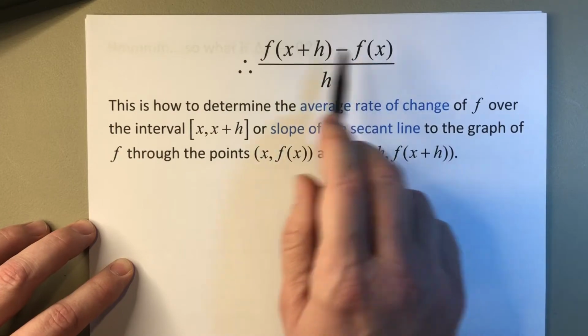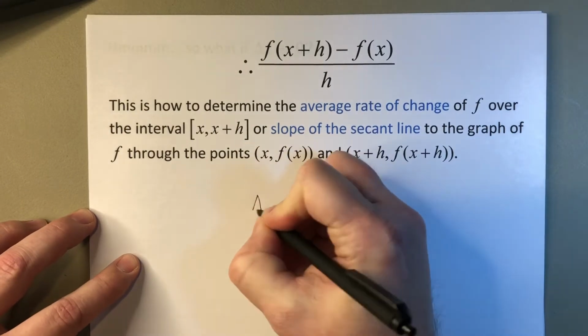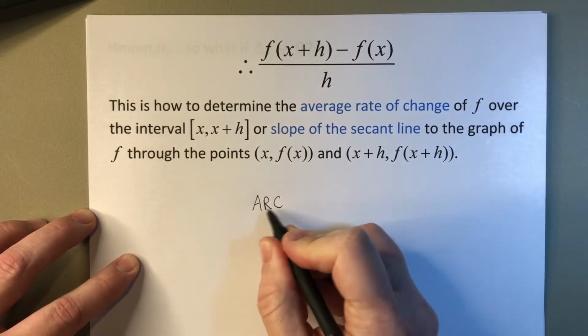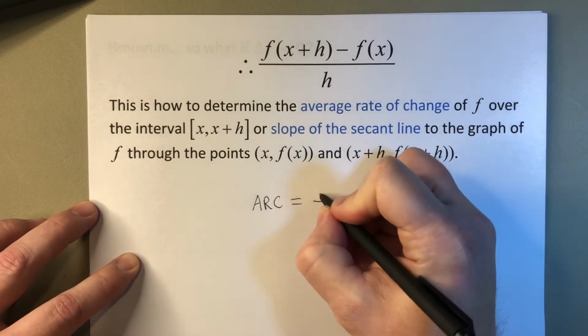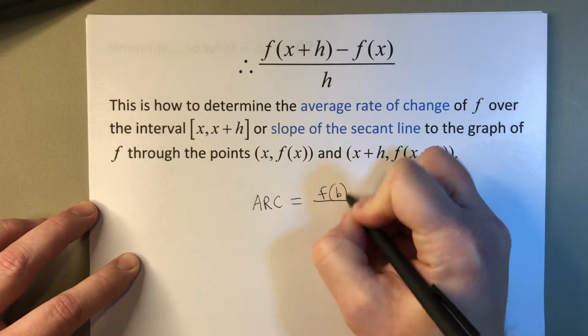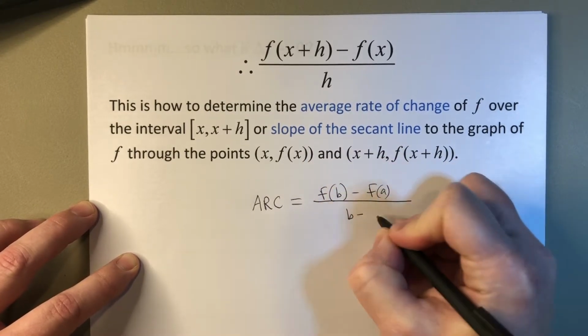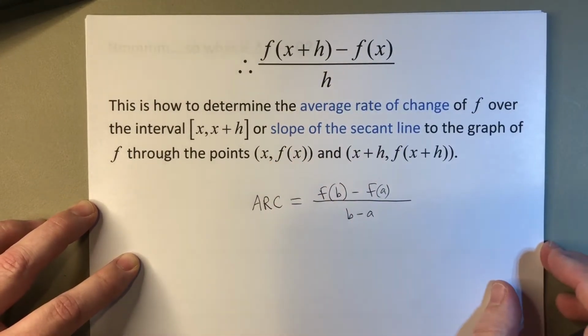This is also called the difference quotient, which is something we discussed in Math 128. Another way to look at the average rate of change is this expression, f of b minus f of a all over b minus a. This is probably an easier way of looking at this expression.